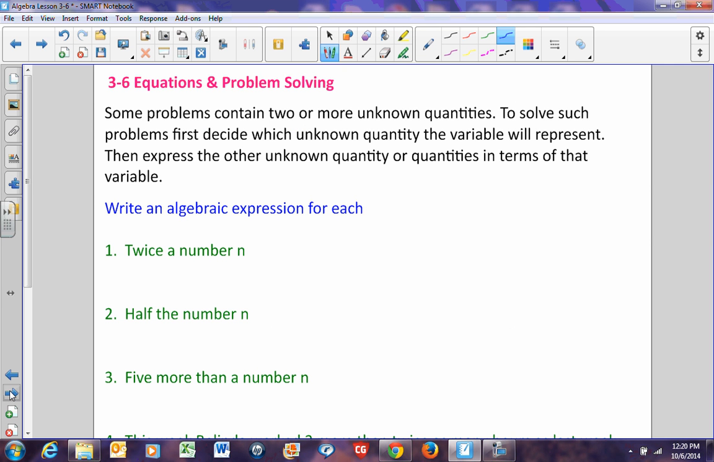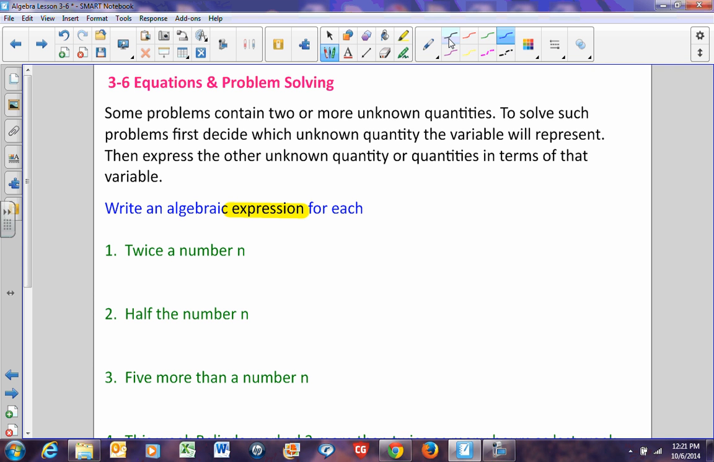Okay, let's take a look at some things. Some problems contain 2 or more unknown quantities. When this happens, you must first decide which unknown quantity the variable will represent. Once you figure out what everything's being compared to, then you can express the other unknown quantities in terms of that variable. Let's just look at a couple of examples to get us started. We're going to write some expressions. Remember, algebraic expressions do not have equal signs. So we'll start off with some algebraic expressions.